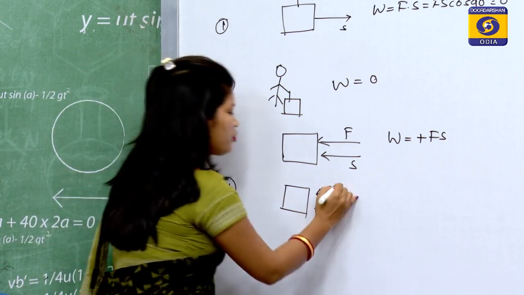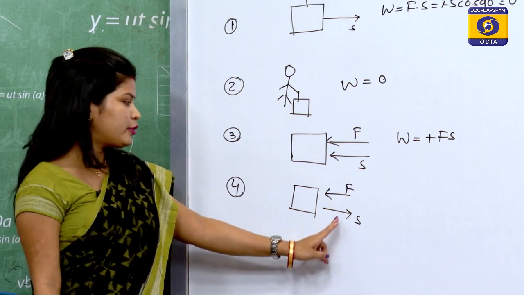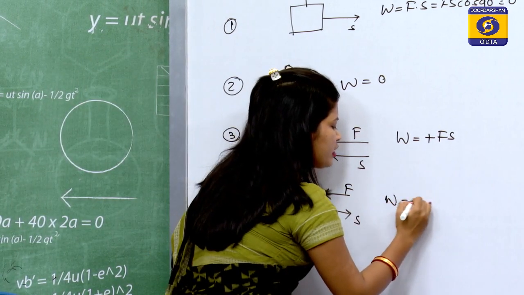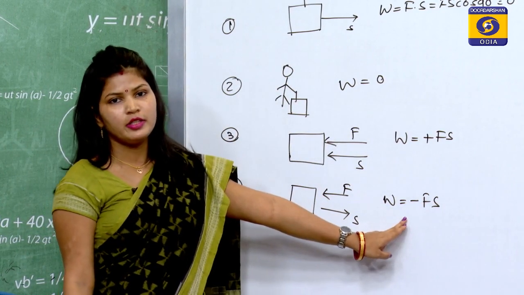In the fourth case, the block is moving forward and you stop this block. That means the force and displacement are in opposite directions and the angle between them is 180. So, W is equal to minus Fs. That means you are doing negative work.